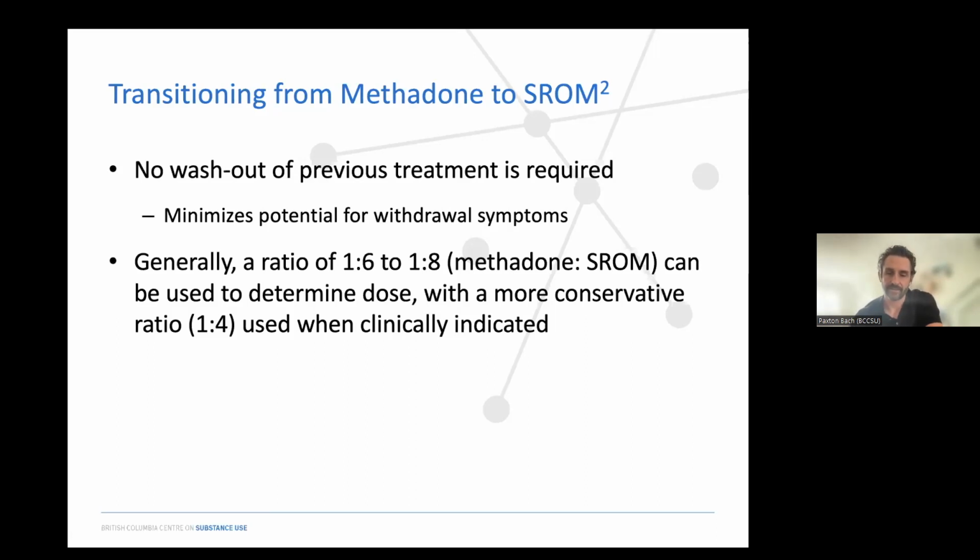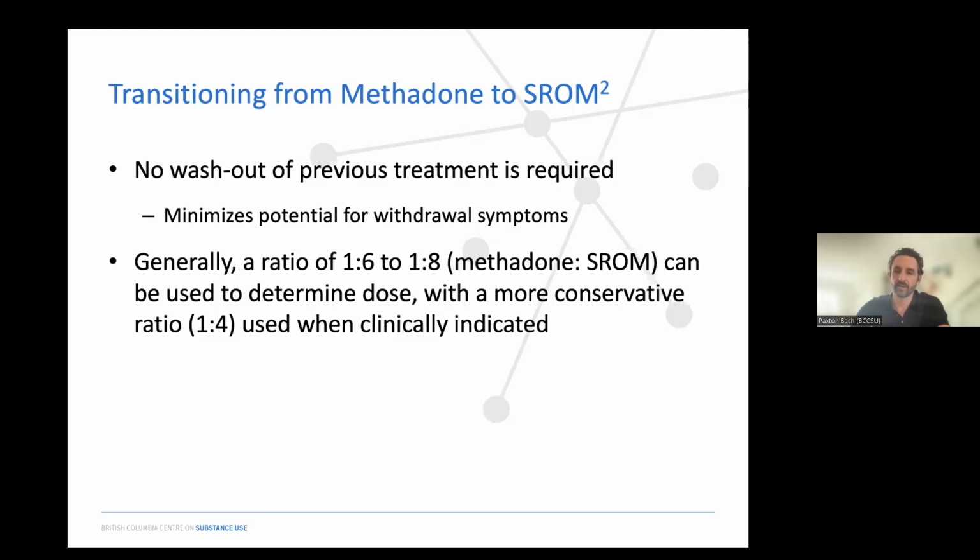When we're trying to calculate morphine milligram equivalents, we usually recommend a ratio of between 1 to 6 or 1 to 8 methadone to SROM. And that's used to help determine approximately what we think that their stable dose of SROM may be once the rotation is complete. We may use a more conservative ratio of 1 to 4 when clinically indicated. So, for instance, if somebody was on 100 of methadone, you might estimate that they end up at 600 to 800 of slow-release oral morphine, and use an even more conservative ratio if there was particular worry about toxicity.